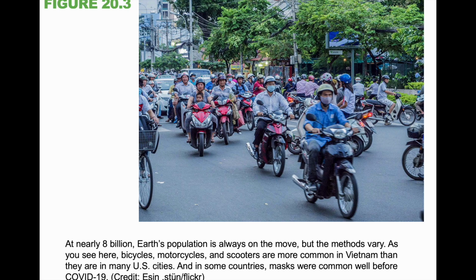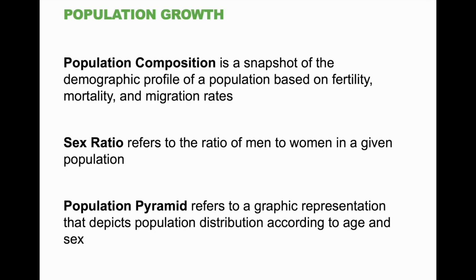Figure 20.3. At nearly 8 billion, Earth's population is always on the move, but the methods vary. As you see here, bicycles, motorcycles, and scooters are more common in Vietnam than they are in many U.S. cities. And in some countries, masks were common well before COVID-19.